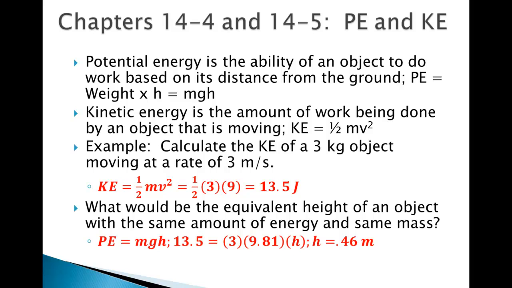So potential energy, of course, is the mass times the gravity times the height. We know the kinetic energy, and we're conserving energy here, so we're going to use the same exact value that we had found for the kinetic energy of 13.5 joules, and we're going to let that equal 3 times 9.81 times h. Solving for h, we get 0.46 meters, roughly a half a meter.